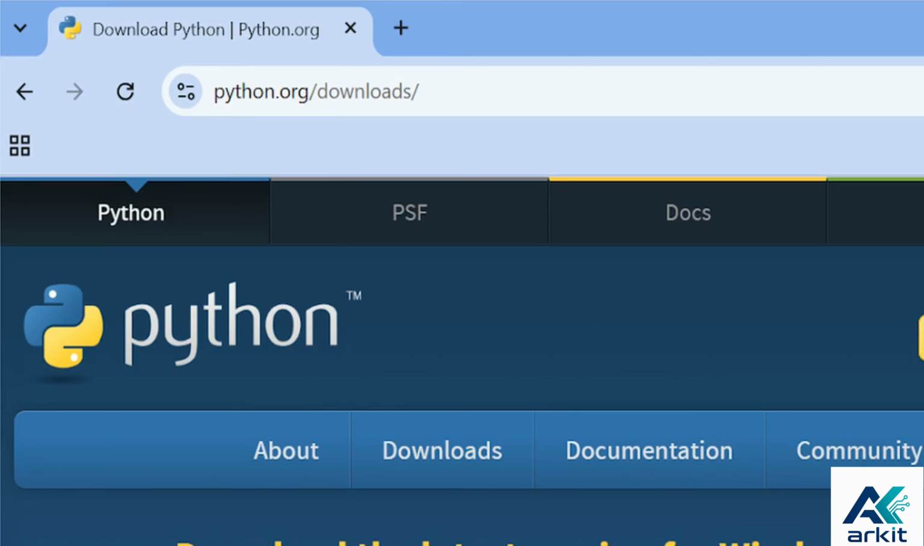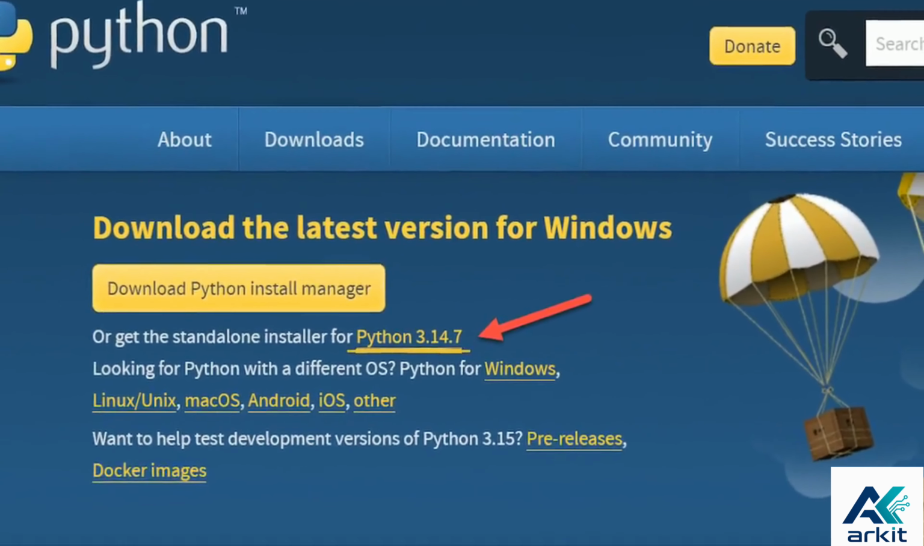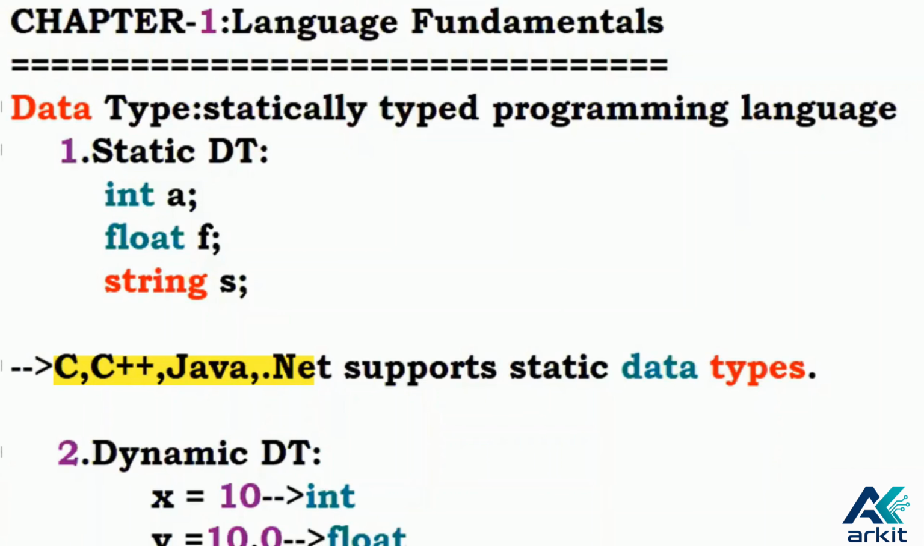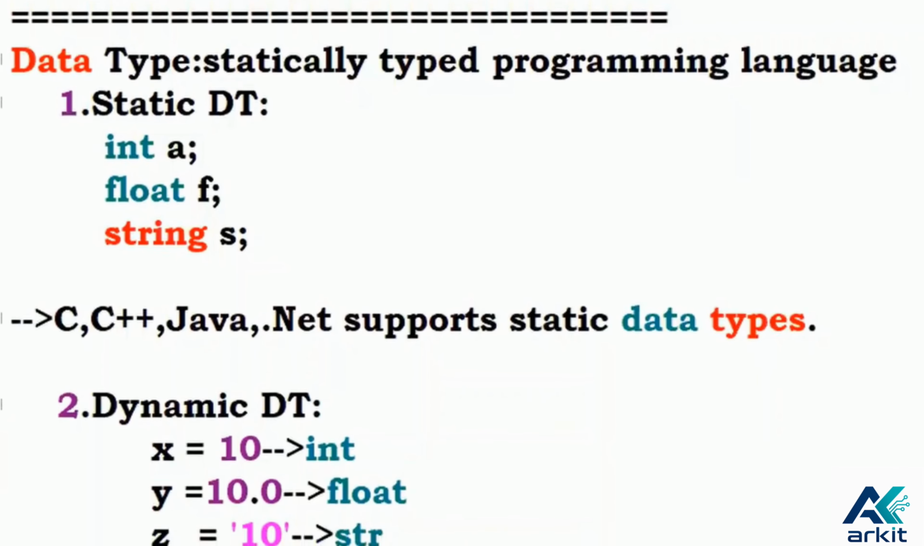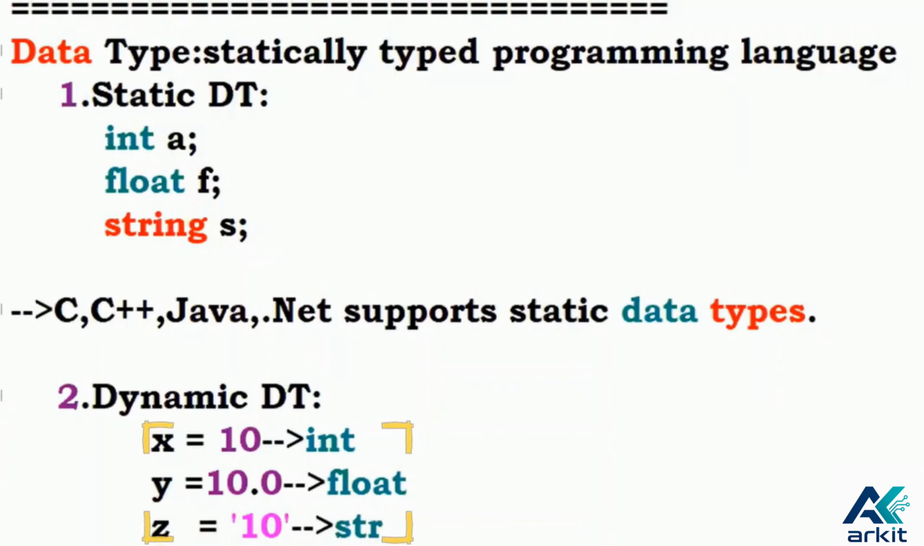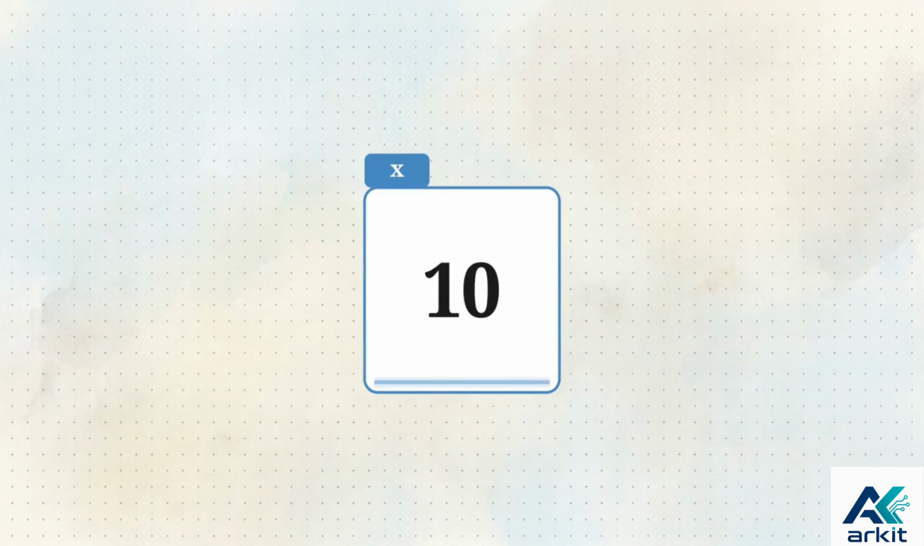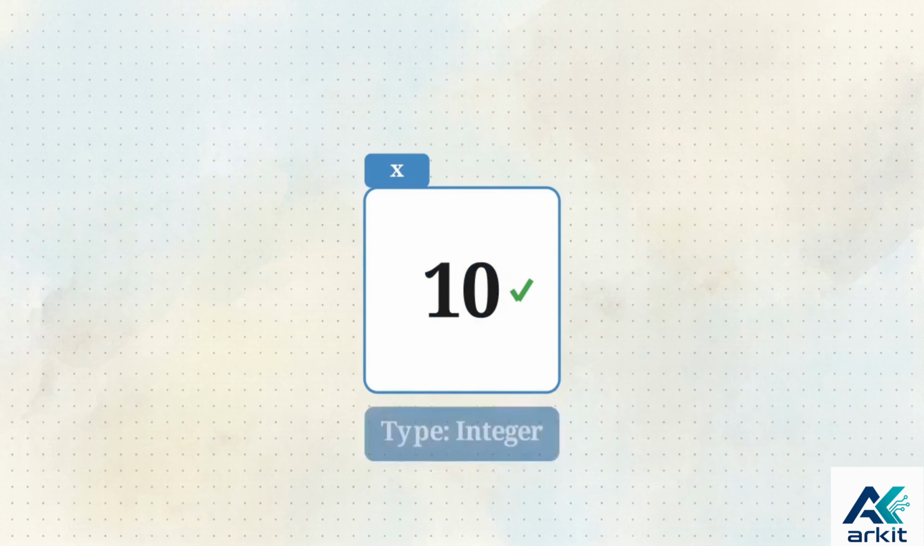To get started, we need the execution environment. On python.org, you can find the standalone installer for the latest version, 3.14.7. In languages like C++ or Java, you must specify exactly what kind of data each variable holds, like an integer, float, or string, before the program even starts. Python removes this initial hurdle through dynamic typing. You simply assign the value, like x equals 10, and the system determines the data type automatically during runtime. It looks at the content first, then assigns the classification.